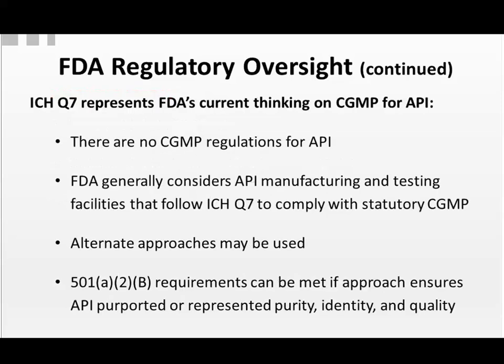The International Committee for Harmonization, Q7, represents FDA's current thinking on current good manufacturing practices for APIs. There are no current good manufacturing practices regulations for APIs. The FDA generally considers API manufacturing and testing facilities that follow ICH Q7 to comply with statutory CGMPs, and alternate approaches may be used. 501(a)(2)(B) requirements can be met if your approach ensures that your API has its purported or represented purity, identity, and quality. So this is just a note about API manufacturing.